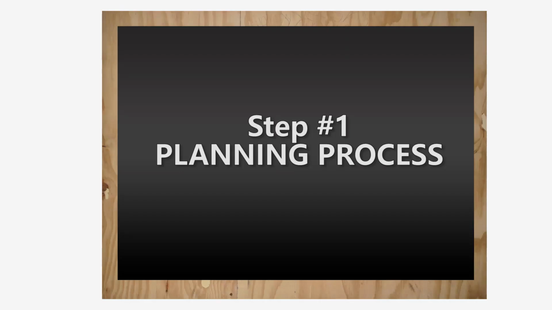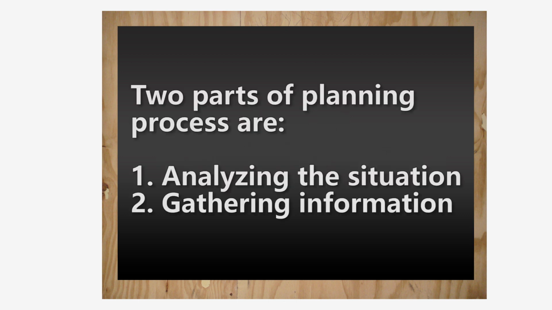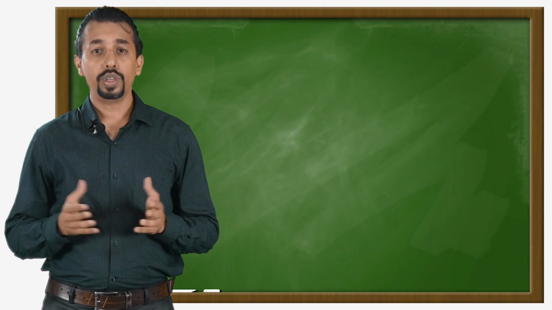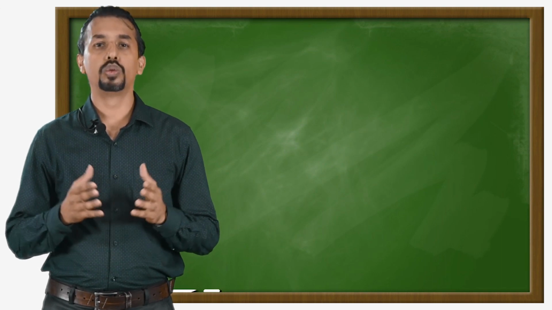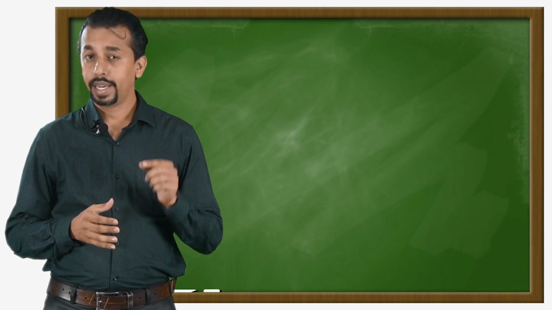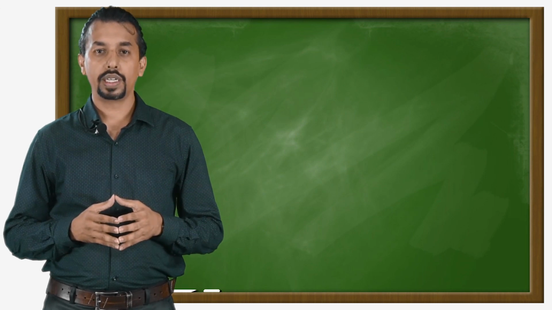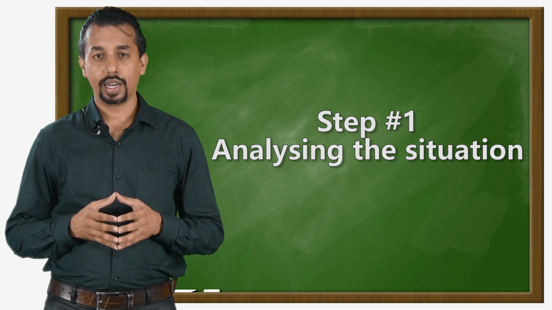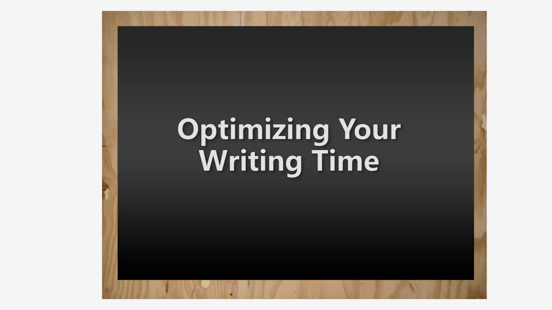The planning process for any business communication can be broadly categorized into two sections. The two parts are: number 1, analyzing the situation, and number 2, gathering information. For your convenience, we have split this topic into two separate videos. In this video, we will take a brief look into the various aspects that go into analyzing the situation.